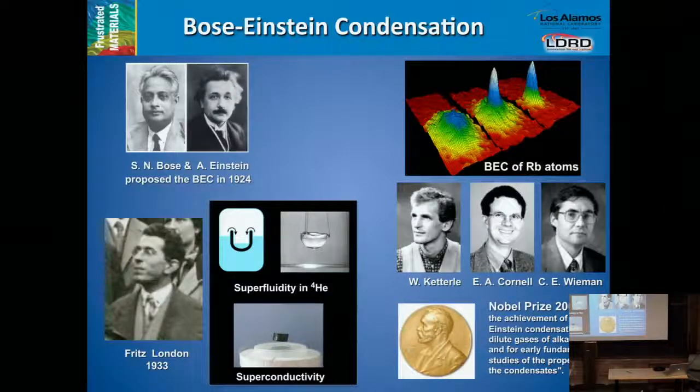So he suggested that whatever was happening with these two phenomena was related to bosons and condensation. And Bose-Einstein condensation remained a very stimulating topic, fascinating different generations of physicists. And as we all know, these three gentlemen got the Nobel Prize in 2001 for producing BEC of rubidium atoms in traps.